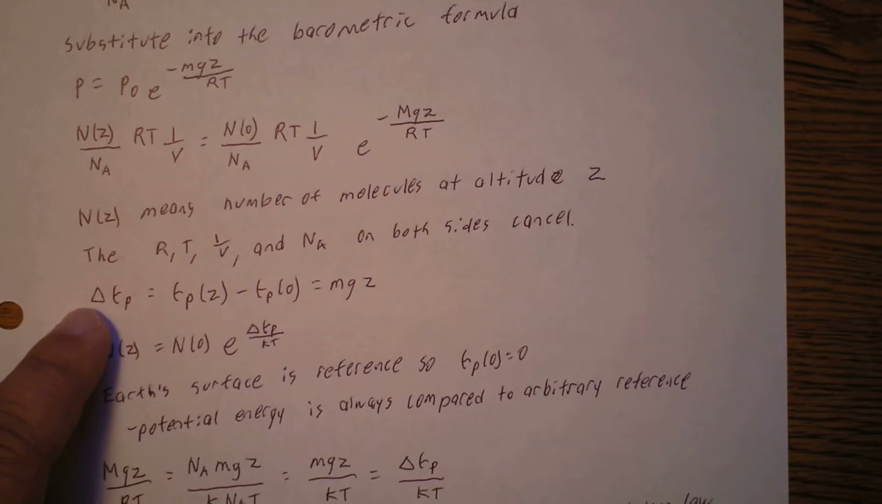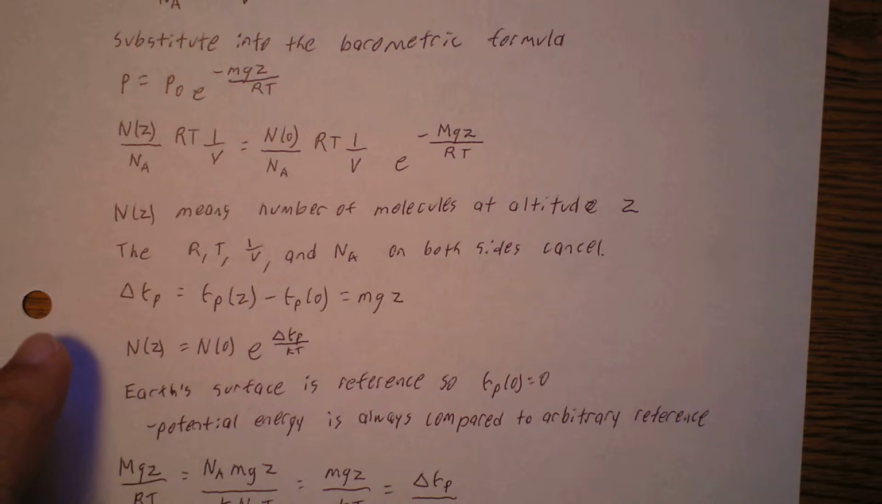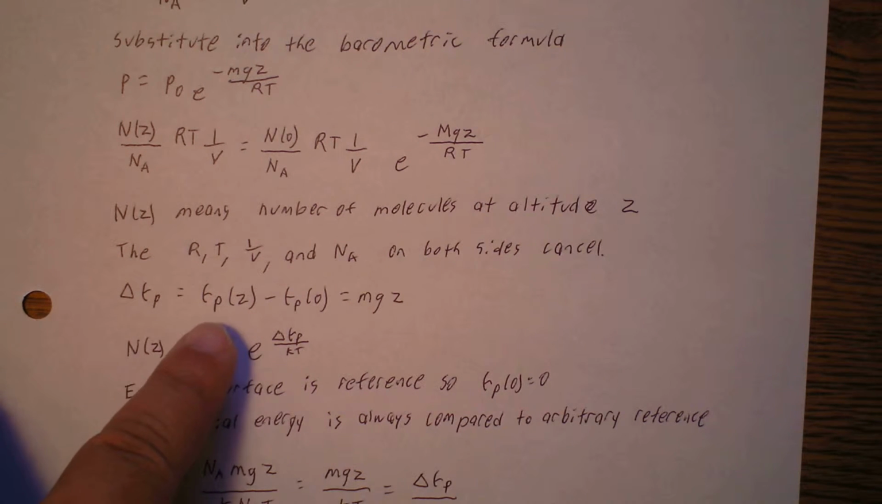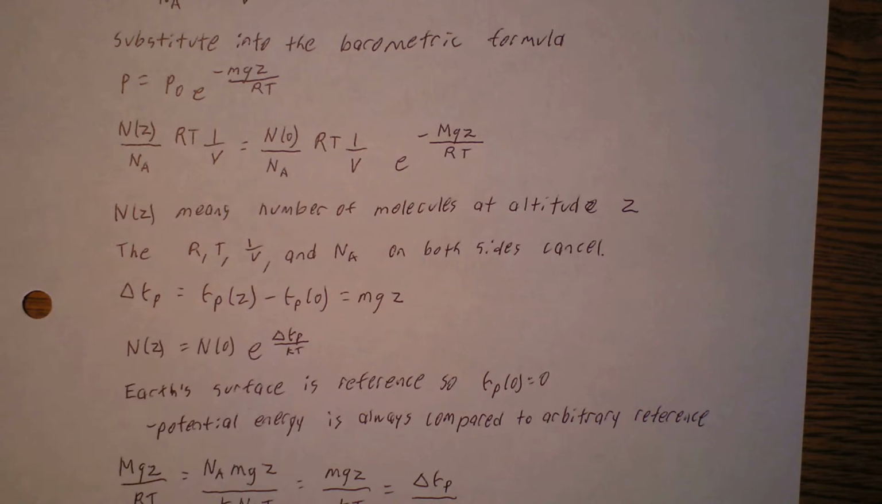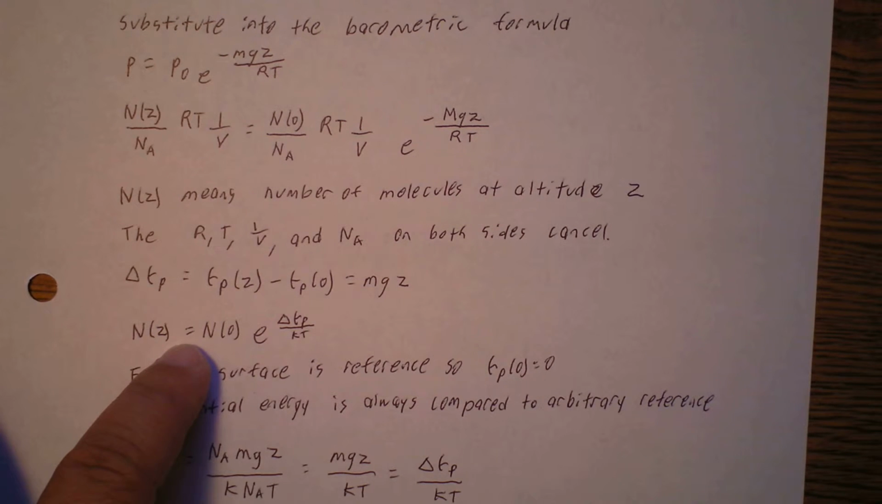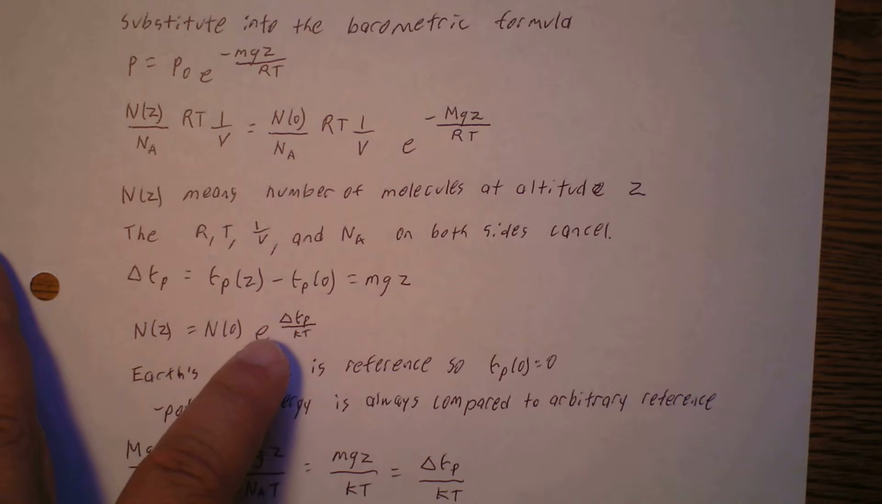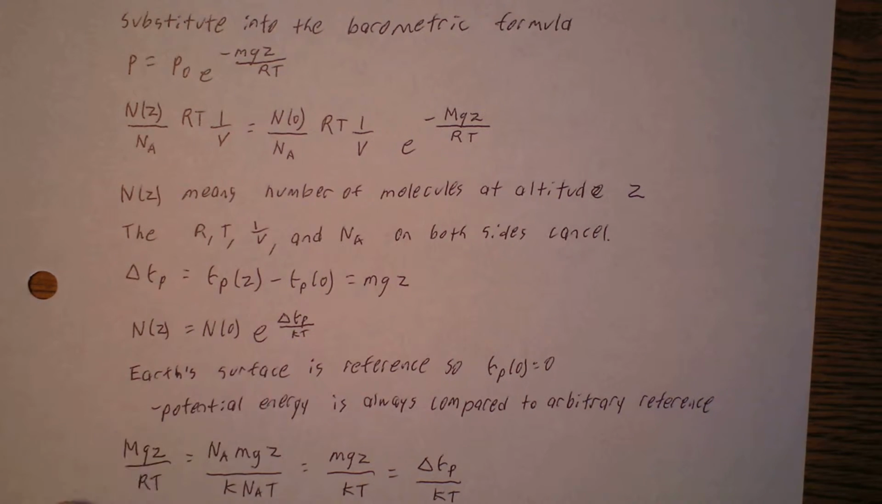So at any height, we're going to have potential energy of these molecules. And if you change the height, you're going to have a change in potential energy of the molecule. So we're going to say the change in potential energy is the potential energy at height Z minus the potential energy at height 0, which is going to be mgz. So we get the number of molecules at height Z is equal to the number of molecules at height 0 times e to the change in potential energy divided by kT.